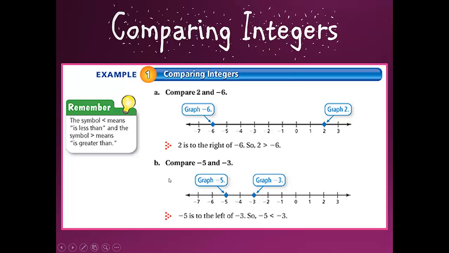For B, we're going to compare -5 and -3. So first we can graph both of those. We'll graph -5, and then we can graph -3. As our numbers go to the left, they get smaller, and as we go to the right, they get larger. -5 is to the left of -3, so -5 is less than -3.